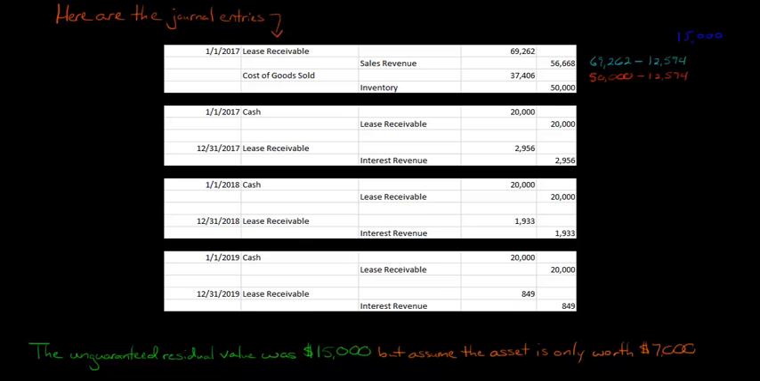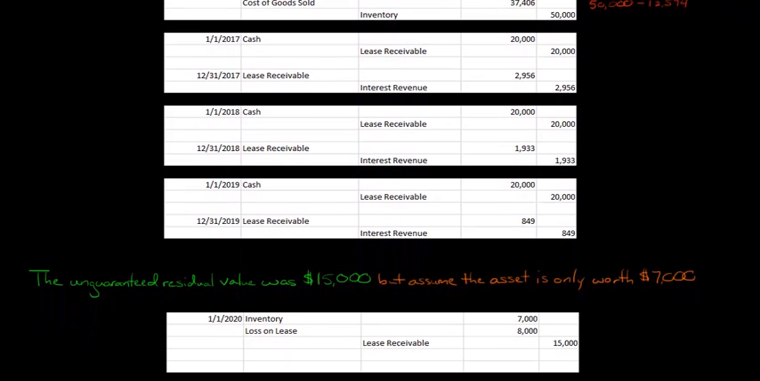So what are we going to have to do? We're just going to eat a loss. So we're going to credit our lease receivable for $15,000 to bring our lease receivable to zero. And then we've got this asset worth $7,000 that was just given back to us, so we're going to debit inventory for $7,000. Why are we debiting inventory?